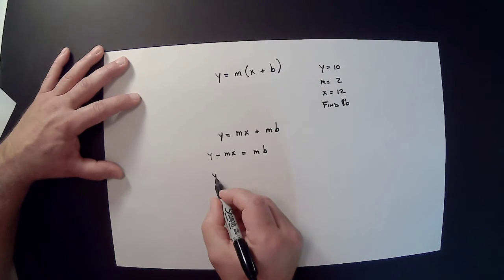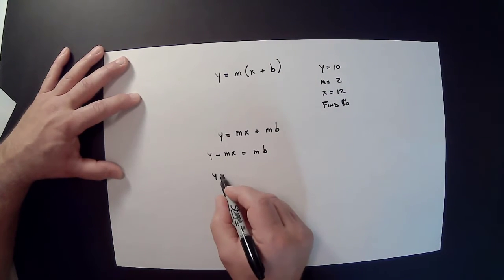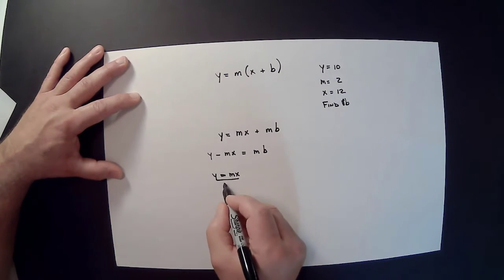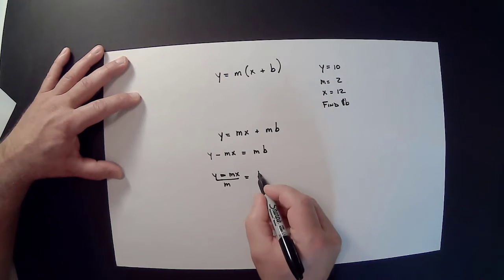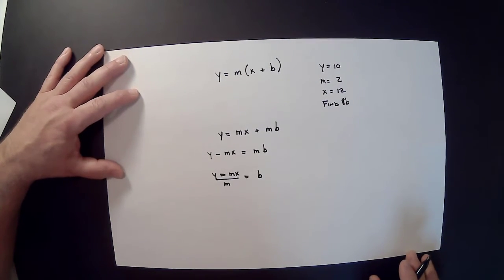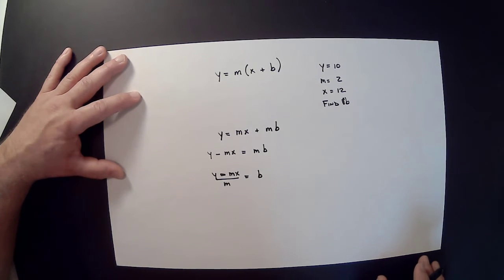And now I take y minus mx divided by m equals b. There are other ways you could have done this. You could have divided both sides by m to start with, and then subtracted out the x value. You would get the same result. But I now have b by itself.